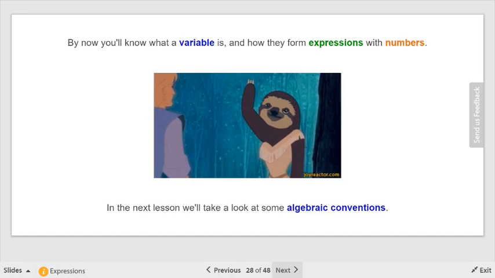All right? So how do you feel about a variable? Good. I love that. Well then, the sloth says goodbye.